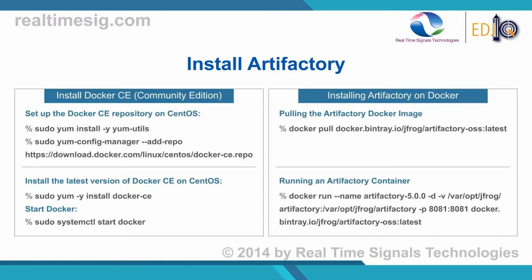You can pull them with a simple docker pull command, like so: docker pull docker.bintray.io/jfrog/artifactory-oss:latest. This would pull the image for the latest version of the open source edition of Artifactory. If you want a different version, you can specify that in the command.